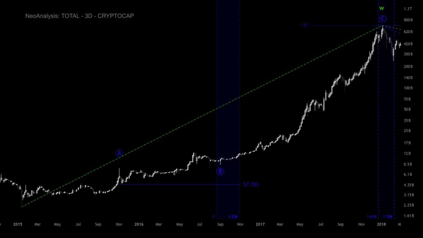Crypto frequently produces strong, impulsive-looking price action inside corrective waves, particularly during periods of high retail participation influenced by hype. This characteristic is why structure and proportionality, rather than price momentum alone, are used to determine wave type.